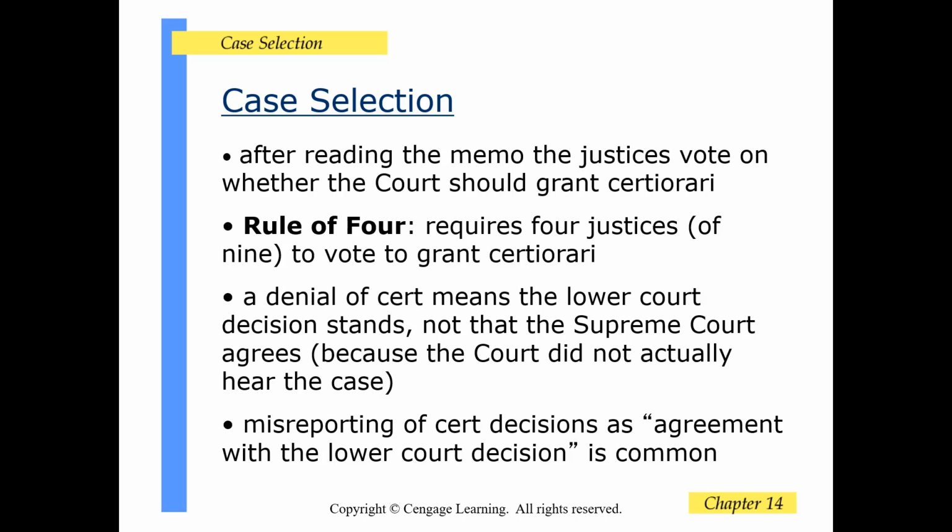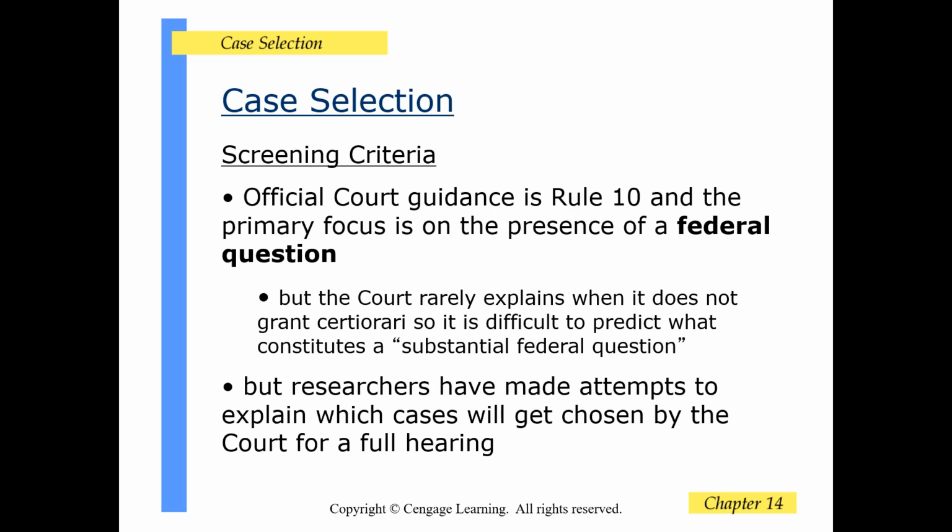After reading that memo, the justices will vote on whether the court should grant certiorari. There is in the Supreme Court the rule of 4. This rule requires 4 justices out of the 9 to vote to grant certiorari. A denial of cert means the lower court decision stands, not that the Supreme Court agrees with that lower court decision, because the court did not actually hear the case. Misreporting of cert decisions as agreement with a lower court decision is often common.